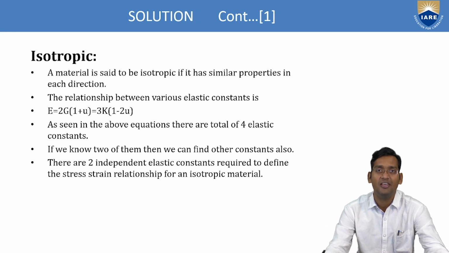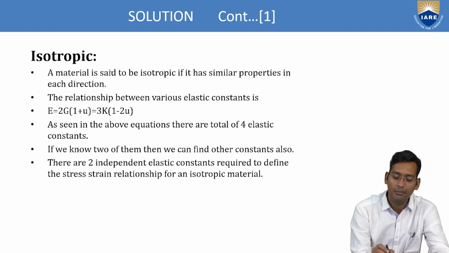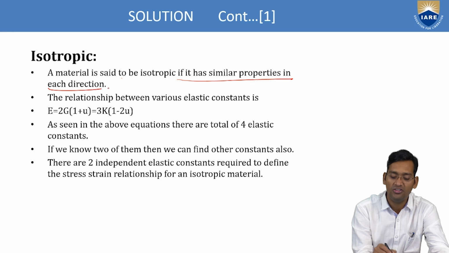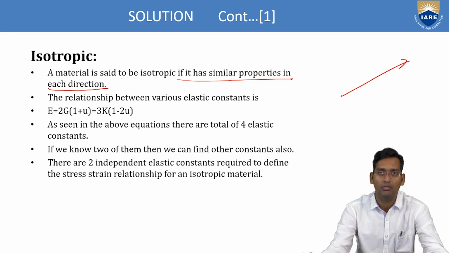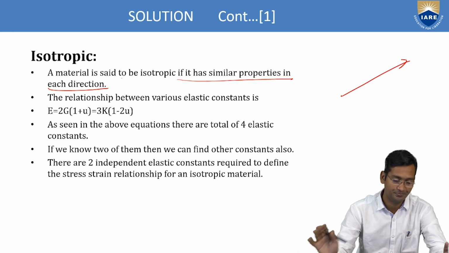Now next is isotropic. That was anisotropic. Now this is isotropic. A material is said to be isotropic if it has similar property in each direction. So whatever the direction is, in each direction it will have the similar property, right? If you go along the x-axis, it will have the similar property. The y-axis will have the similar property. The z-axis also will have the similar property.